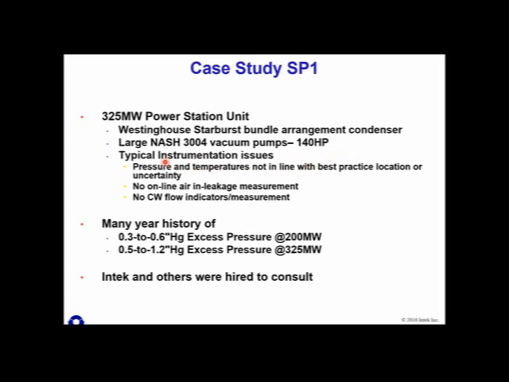They have very large Nash 3004 vacuum pumps. These are the big daddies in the industry. Those are very large pumps, and they have typical instrumentation issues that are listed here. Some of the issues that we talked about yesterday.